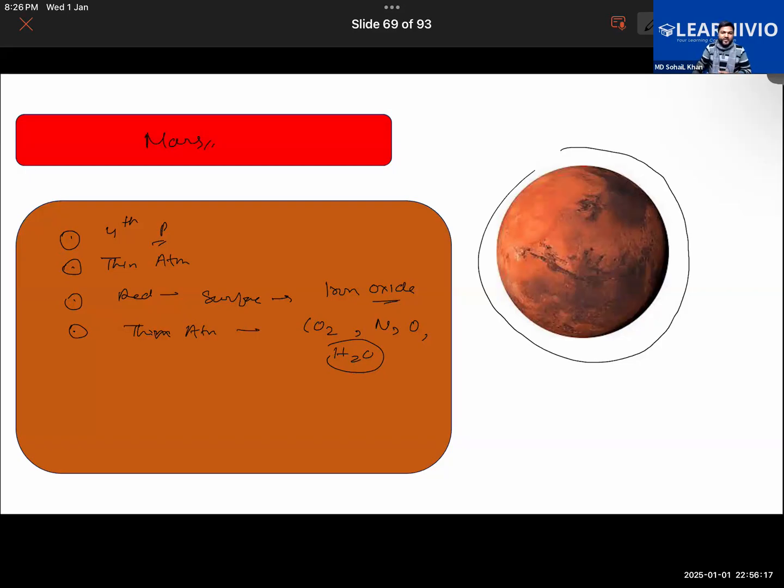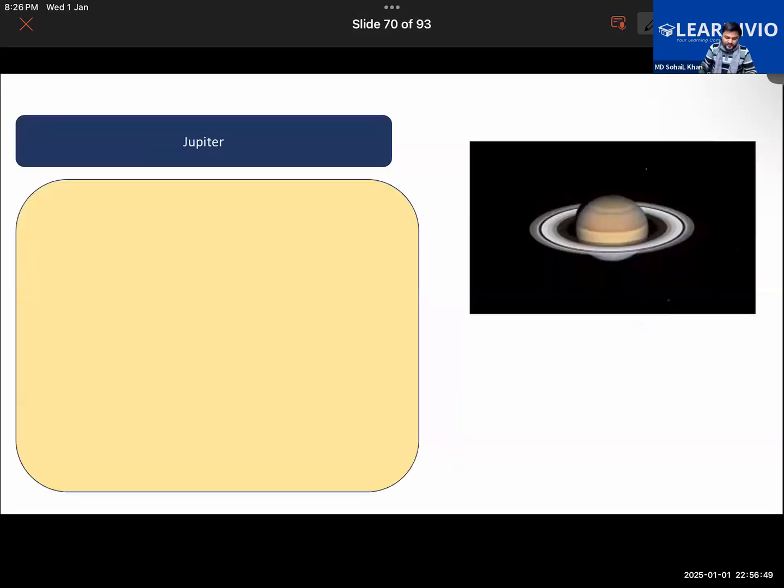But it has very little oxygen and water, which is not sufficient to support any form of life, not even primitive, very simple life. That is one thing. Talking about the time taken for revolution and rotation, Mars takes about 687 days for revolution, and roughly 24 hours and 37 minutes for rotation. So in these ways, it is quite similar to the planet Earth.